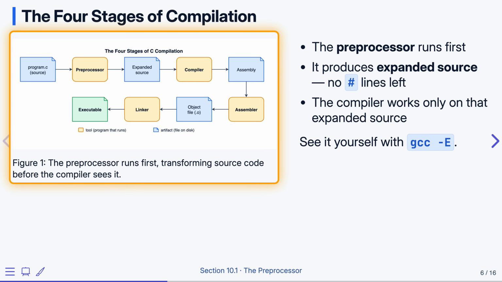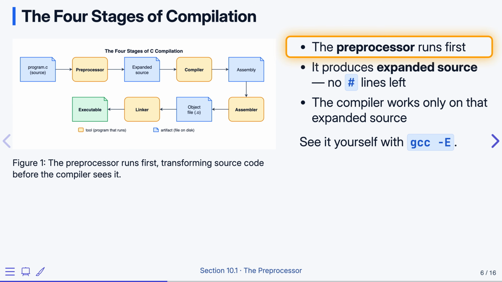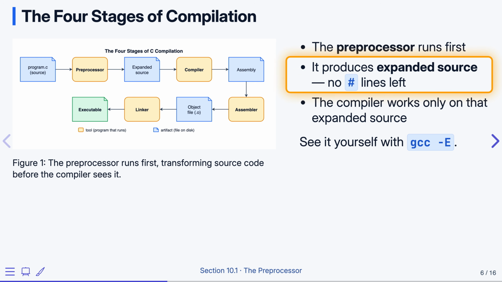This figure shows the whole pipeline. When you run GCC on a program, 4 stages happen in order from left to right. The preprocessor runs first. It takes your .c file and pastes in the include files, replaces the define names, and resolves the conditional blocks. The result is expanded source, with no hash lines left at all. The compiler works only on that expanded source. After it come the assembler and the linker. You can see the preprocessor's output yourself. The -E flag tells GCC to run only the preprocessor and print the result.